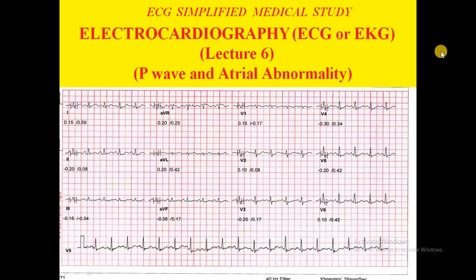So today I am here with lecture 6 of my ECG simplified medical study series, and this lecture is about the P wave and its relation to the atrial abnormality. I hope you have gone through all the 5 lectures of my ECG simplified medical study series, and let us start today with the 6th chapter, that is P wave and atrial abnormality.